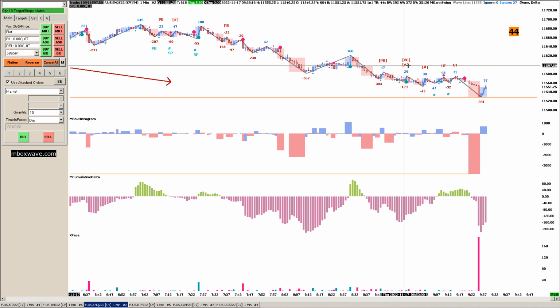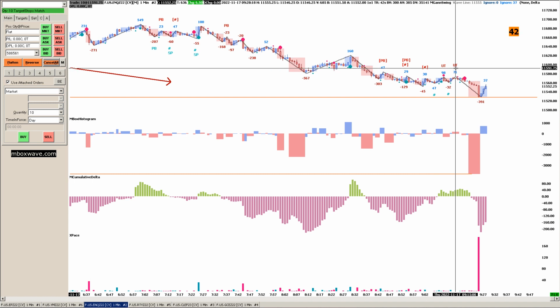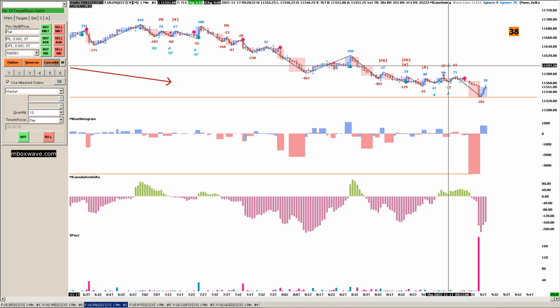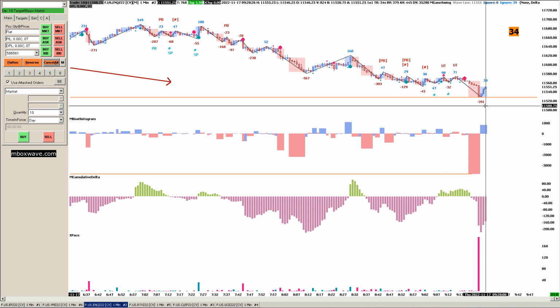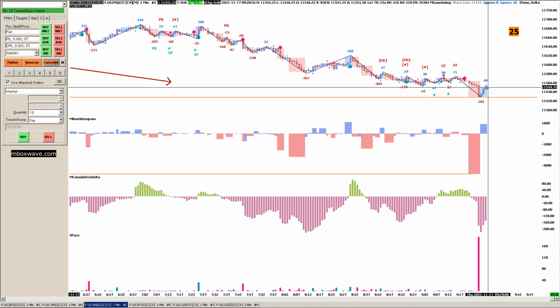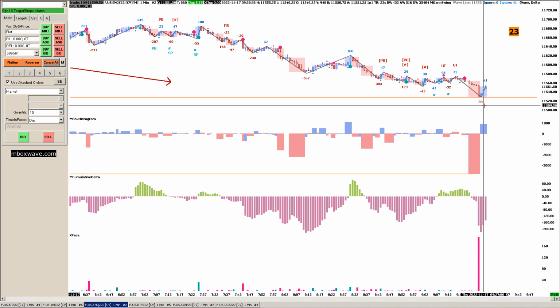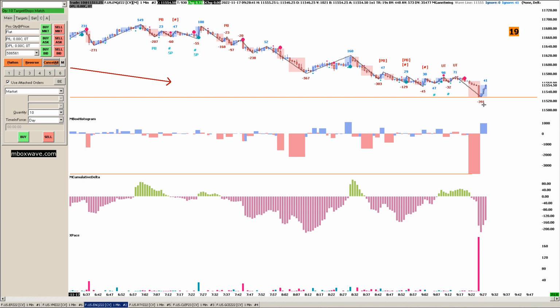Again, we got 1, 2, 3, 4, 5 waves with algorithmic sell signals. So that's a lot of pressure here. We've got to see the follow through and see what happens after the open. But so far it looks pretty bearish. So we'll come back in a little bit.